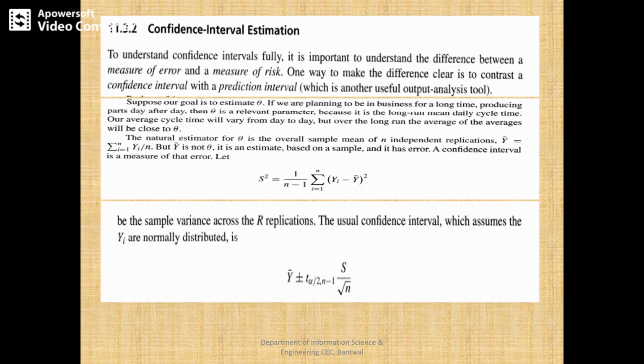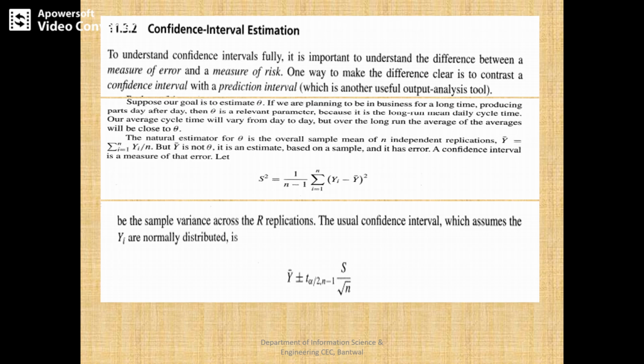The more replications we make, the less error there is in Y bar. Our confidence interval reflects that, because t alpha by 2, n minus 1 times S over square root of n will tend to get smaller as n increases, converging to 0 as n goes to infinity.